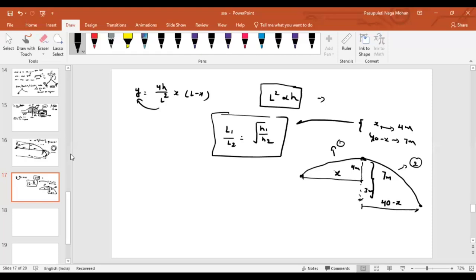So what is the relationship from L1? Let us substitute x, and for L2 we will substitute 40 minus x. That will be equal to the root of the rise. If you take parabola segment 1, it is 4. What is it for segment 2? It is 7. So from this, can you tell me what will be your x value? How much are we getting? 17.225, sir. How much? 17.225.